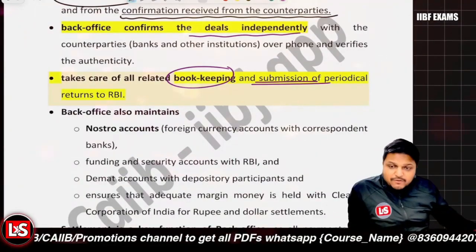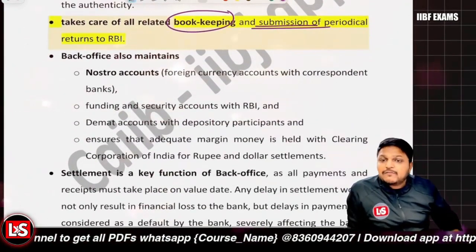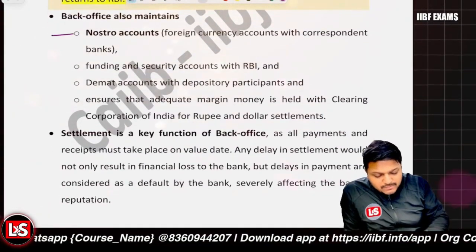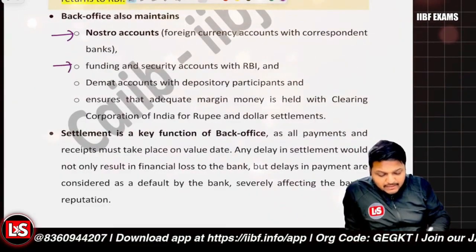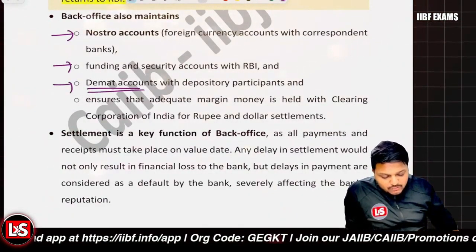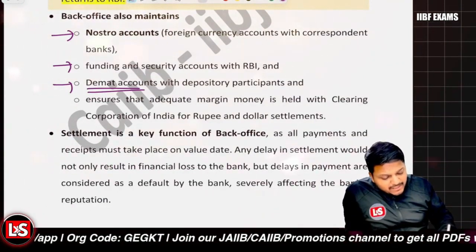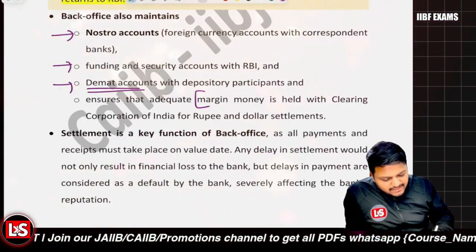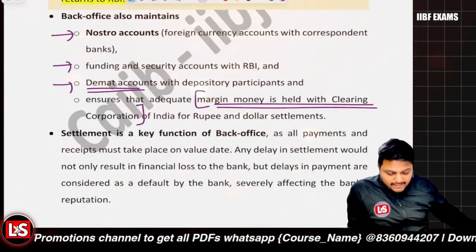So the deal verification is to be taken care of, and also it is going to manage different types of accounts, like the treasury accounts. The nostro account is being managed by the back office, the RBI funding account, and let's say the securities account, the demat account, and everything is to be managed. And also it is to ensure that adequate margin money is held with the CCIL. Adequate margin money is basically held with the CCIL for the different settlement purposes, right?